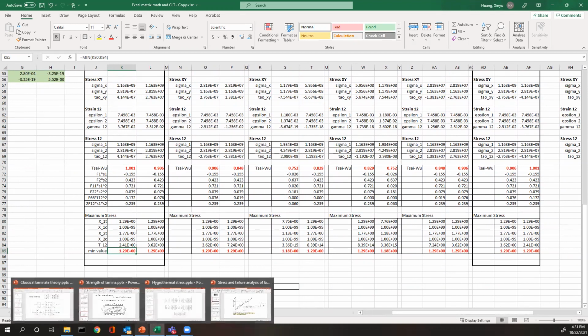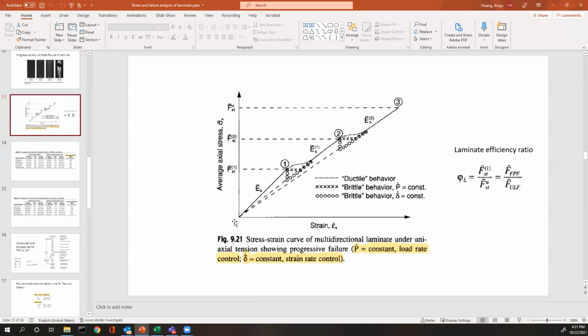So at the end of the life, we have redistribution, and this is when the scaling factor equals 2, this is when the scaling factor equals 5.16. At that point, we have a first fiber failure. That's usually taken as the end of life for that laminate. This happens for this particular laminate.